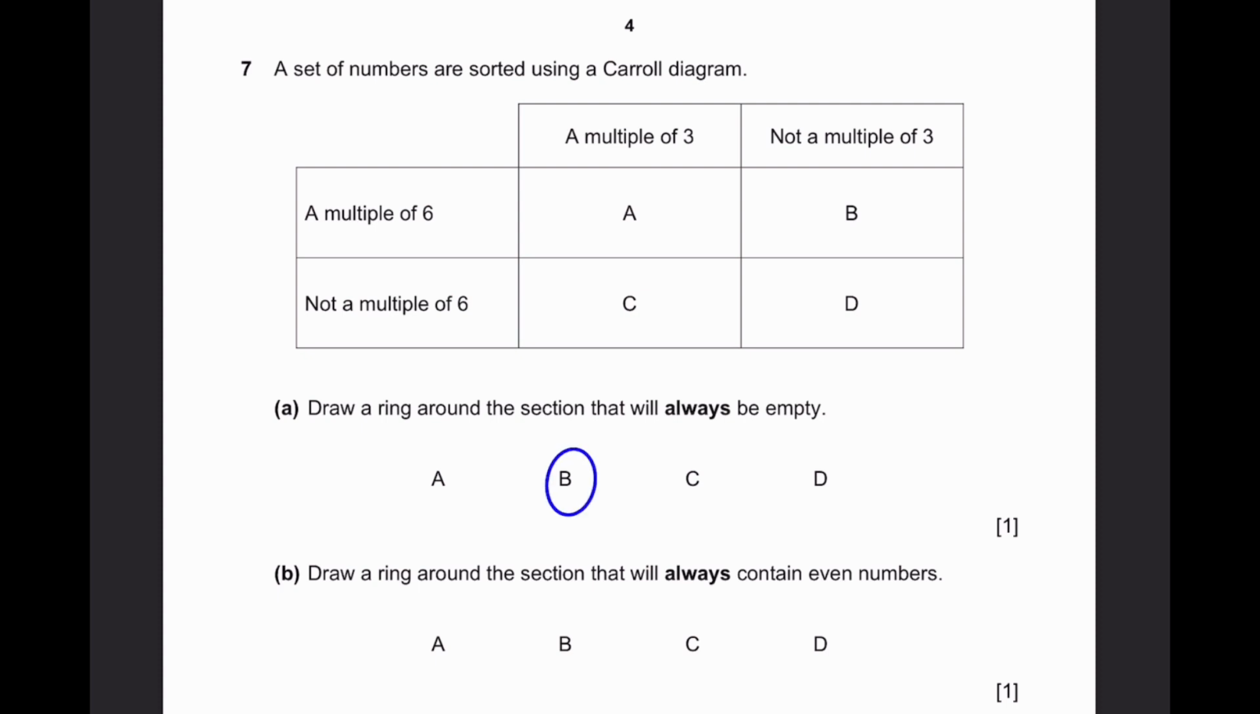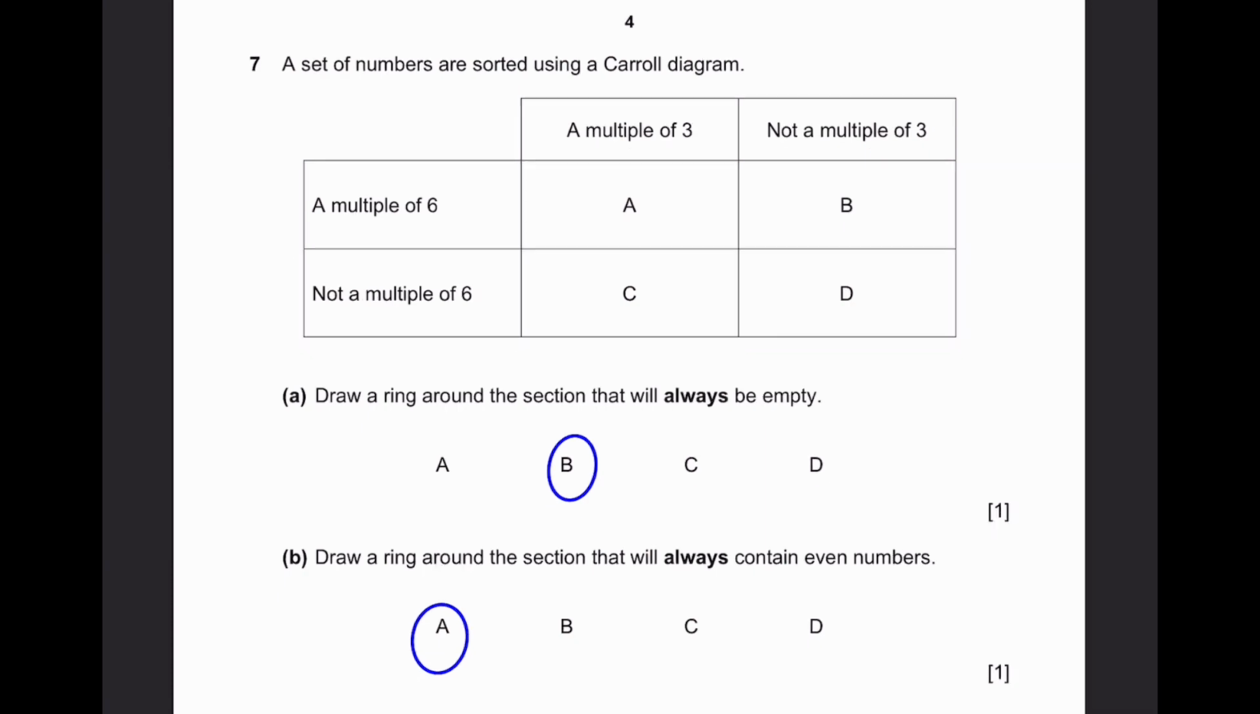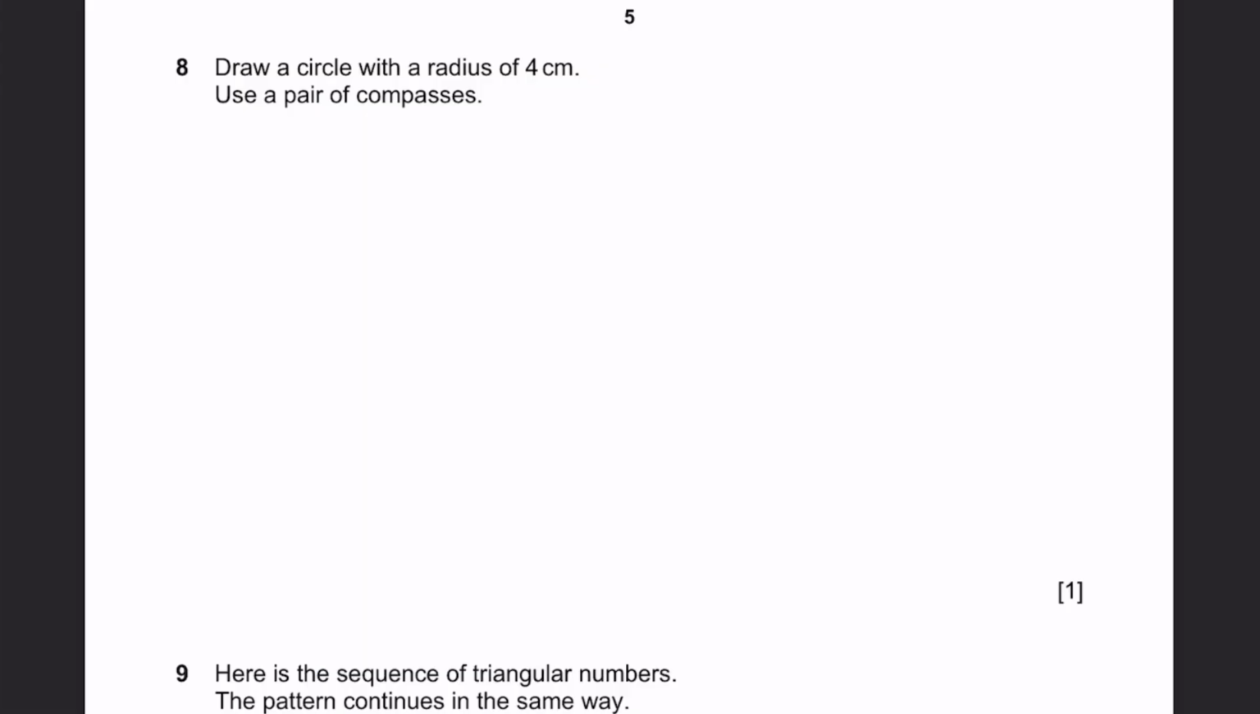B. Draw a ring around the section that will always contain even numbers. Even numbers means it can be a multiple of 2. Multiples of 6 are always multiples of 2. And that means it's section A, which will always have even numbers. That's the answer. Question 8.